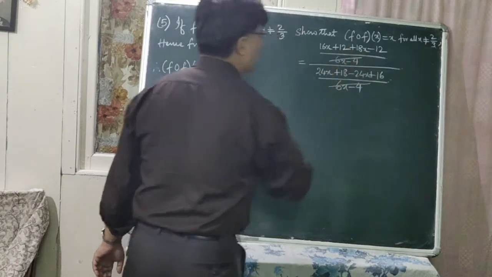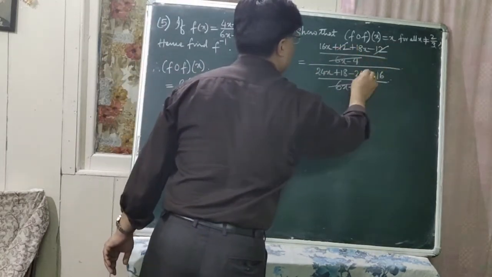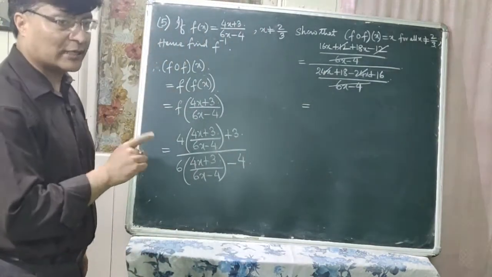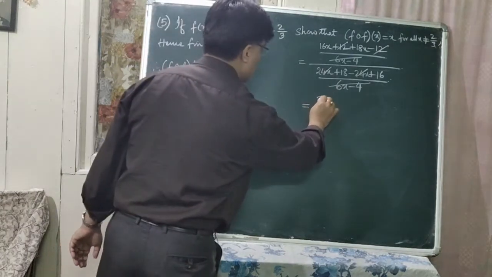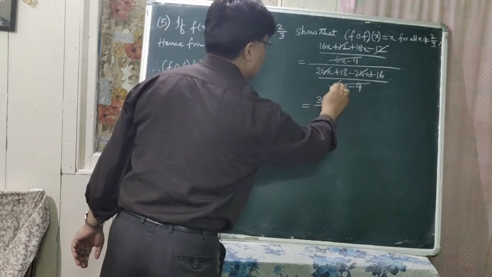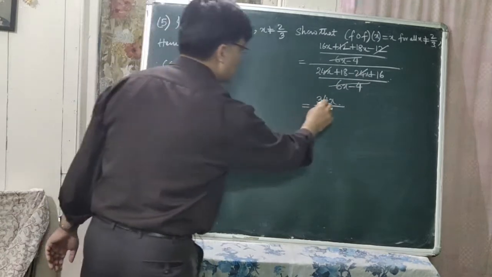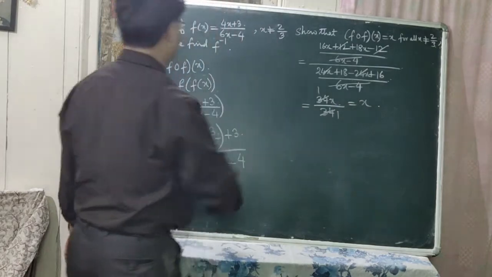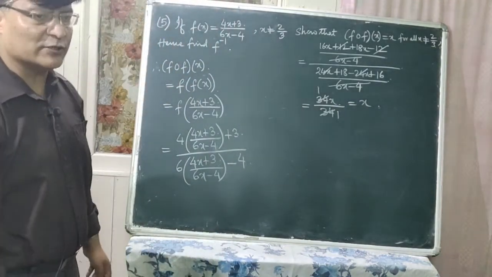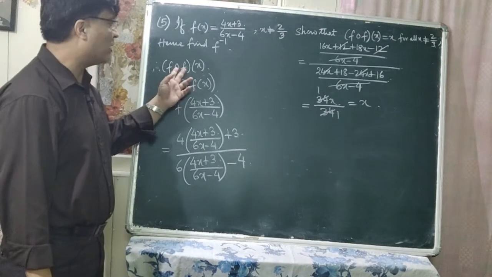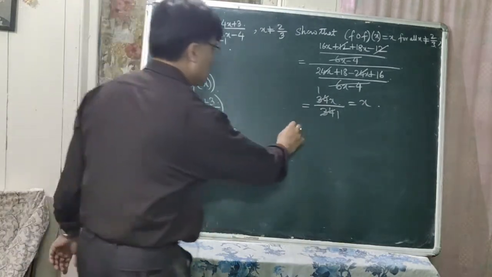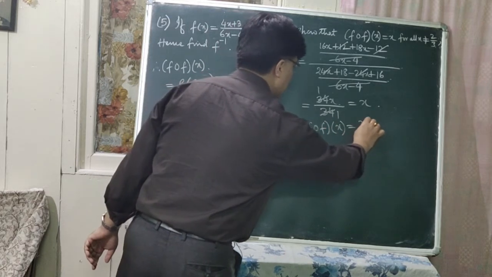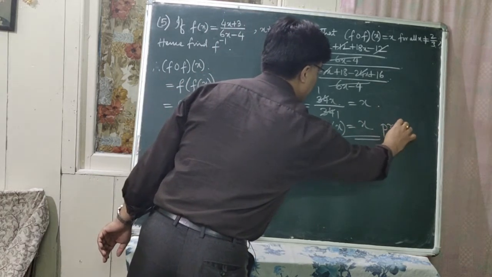So let us simplify it now. Here 6x minus 4 will be cancelled. Here 12 gets cancelled. Here 24x gets cancelled. Which is equal to, now what is 16x plus 18x? This is your 34x divided by, what is 18 plus 16? This is also 34. 34 gets cancelled, which is equal to x. So this is an identity function, isn't it? We have proved that f(f(x)) is equal to x.